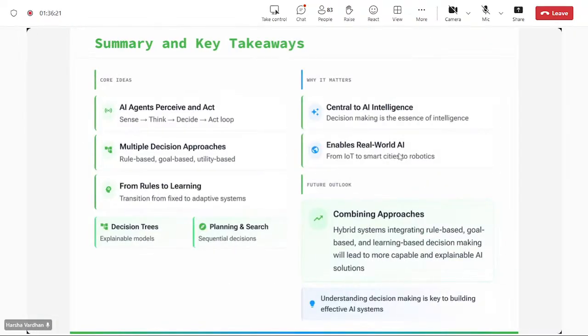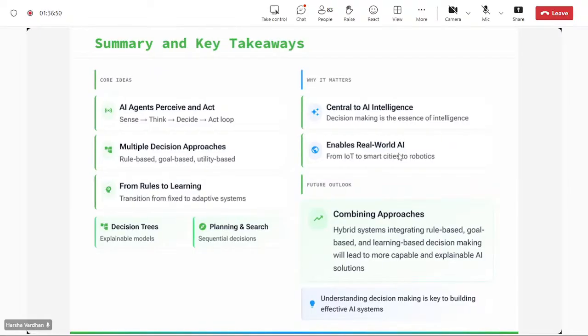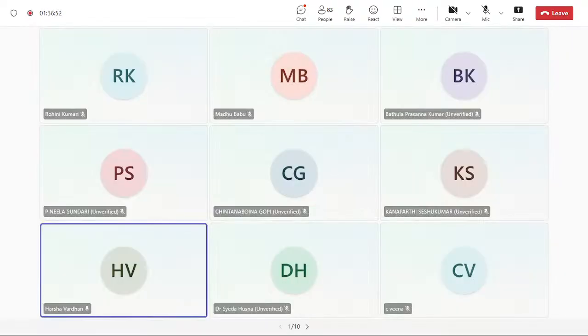So we are technically done with how AI agents make decisions. And after AI agents make decisions, what is the real-world impact that those agents would have? This is how things work when it involves agents and decisions taken by agents. And that's the end of the session.